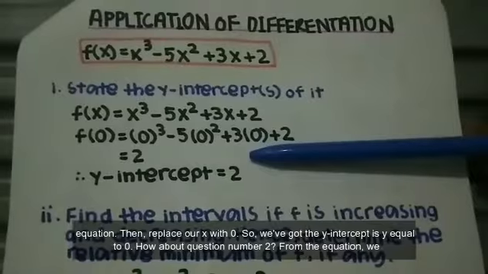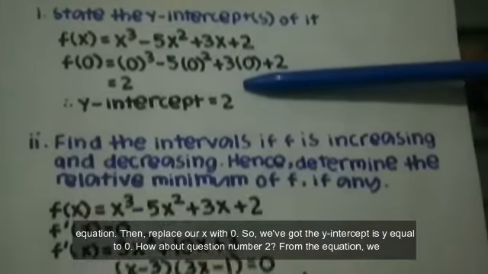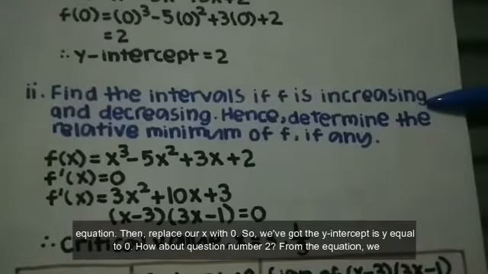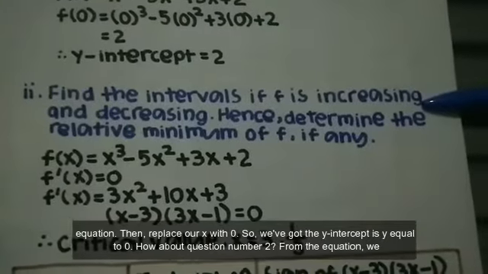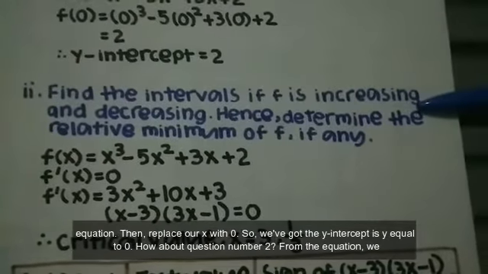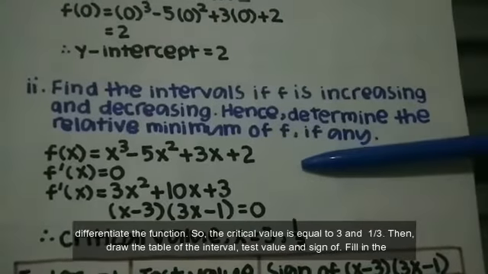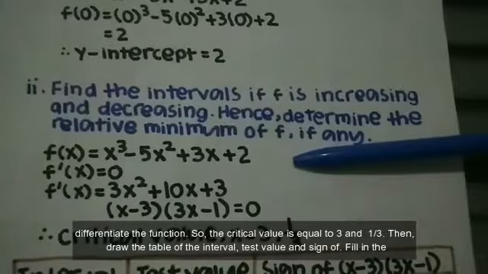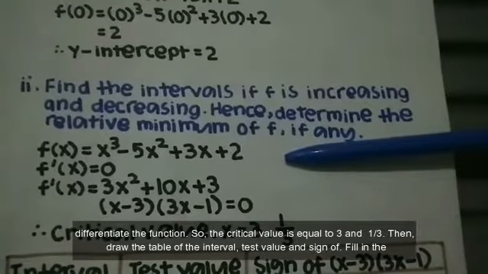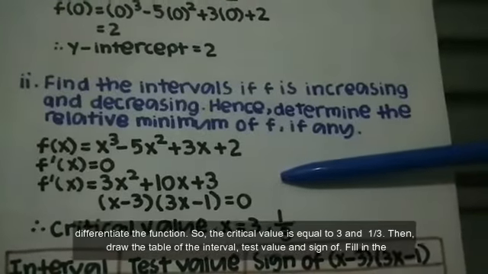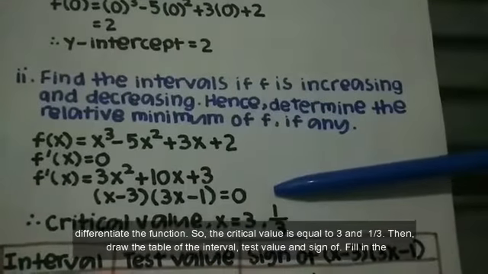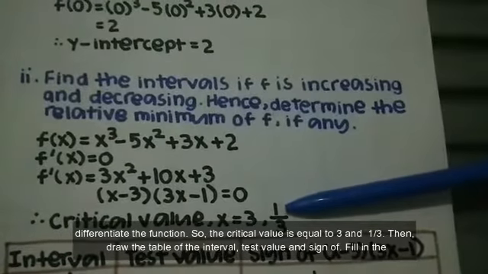How about question number 2? Find the intervals where f is increasing and decreasing. Hence, determine the relative minimum of f, if any. From the equation, we differentiate the function. When f'(x) equals 0, we will get the equation 3x^2 - 10x + 3 = 0. So, the critical values are x equal to 3 and 1/3.